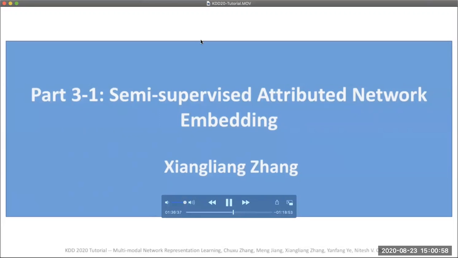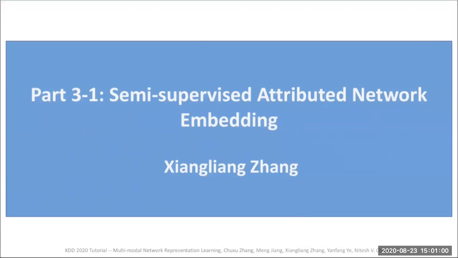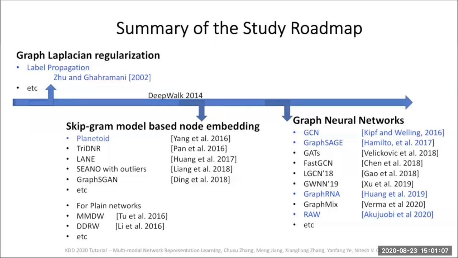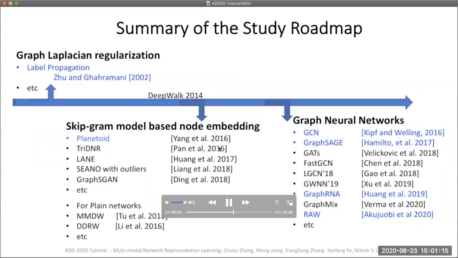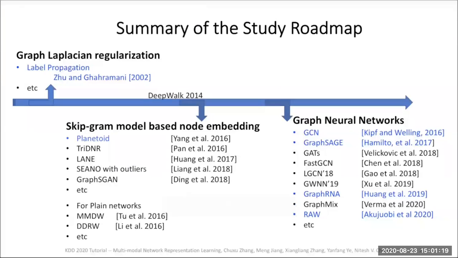Hello everyone, I'm Xiangliang Zhang. Thank you for your interest in this tutorial of semi-supervised attributed network embedding. First, let me give a summary of the study in this topic. In the beginning of 2000, semi-supervised node classification problem was studied as the graph Laplacian regularization problem. The most popular method is label propagation. I will introduce it later.